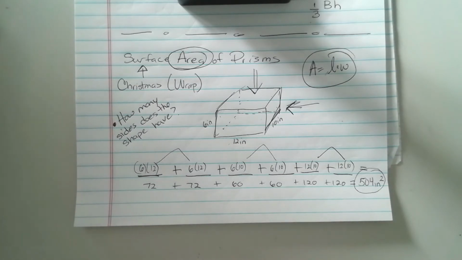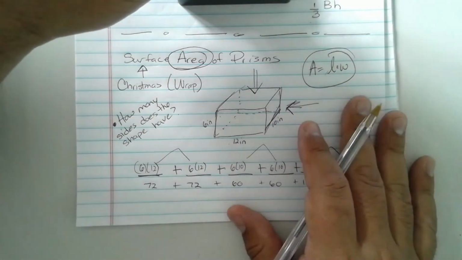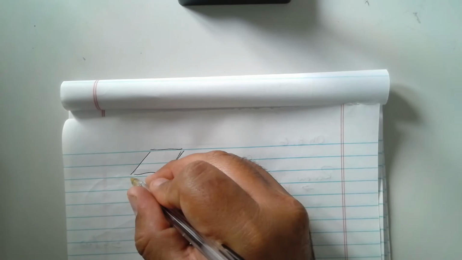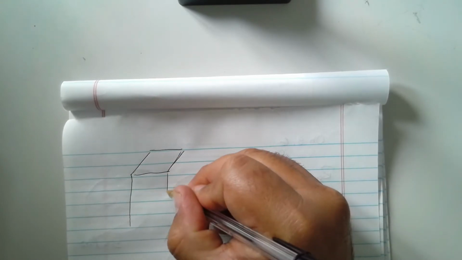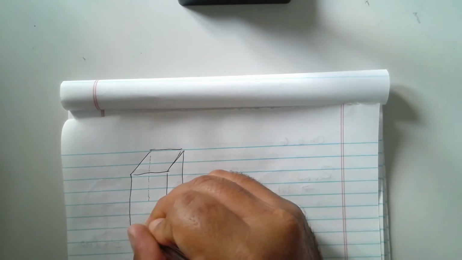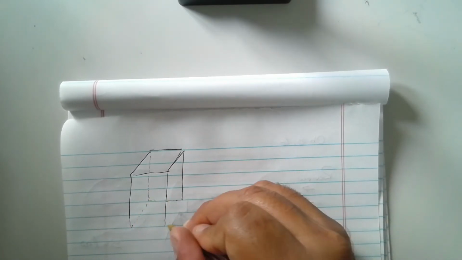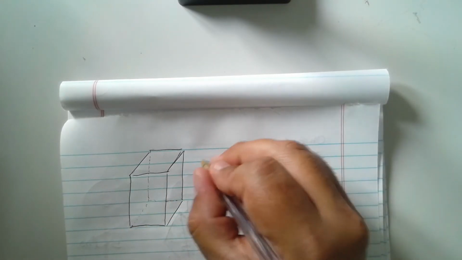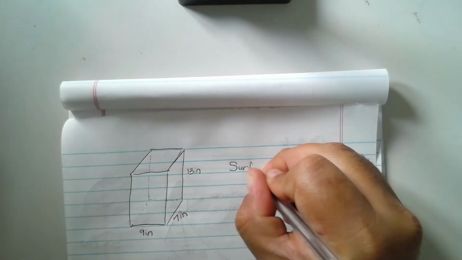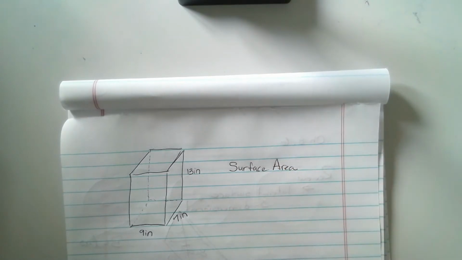All right, let's take a look at another particular question. I want you guys to try this one on your own, and we'll do this one right here. All right, we have 13 inches, we have 7 inches, and we have 9 inches. I want you guys to find the surface area of the prism. Okay?